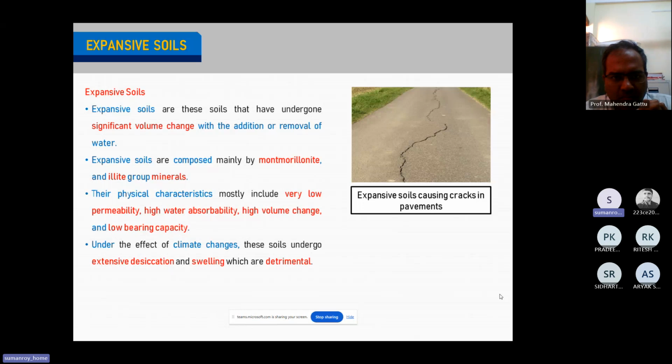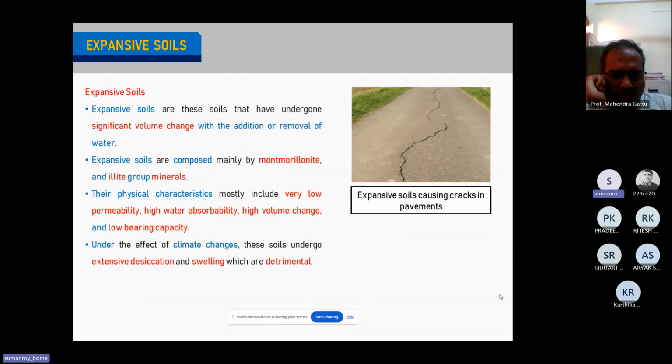If you make a subgrade layer of expansive soils, then under the rainy season, or winter season, or summer season also, they'll undergo changes in volume. In summer or winter, where the temperature varies from high to low and the humidity is very low, they will undergo evaporation, as a result of which there will be a significant decrease in volume, which we term desiccation. On the other hand, in the rainy season there will be a significant increase in volume, which we term swelling. Consecutive cycles of swelling and desiccation will cause these cracks, and you don't want this type of cracks.